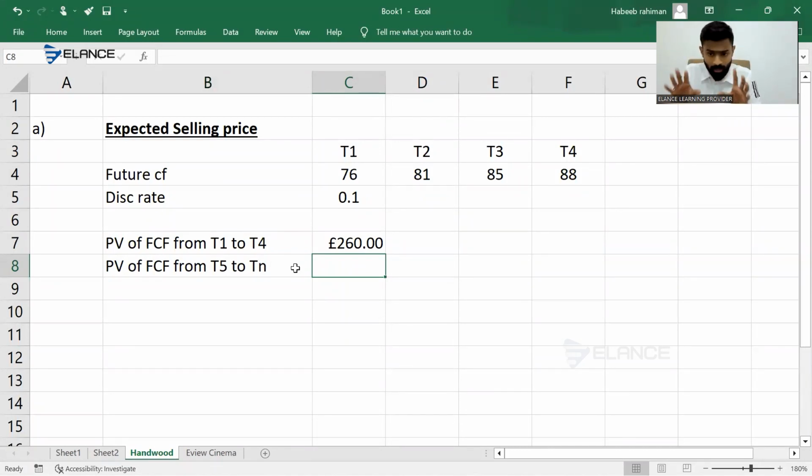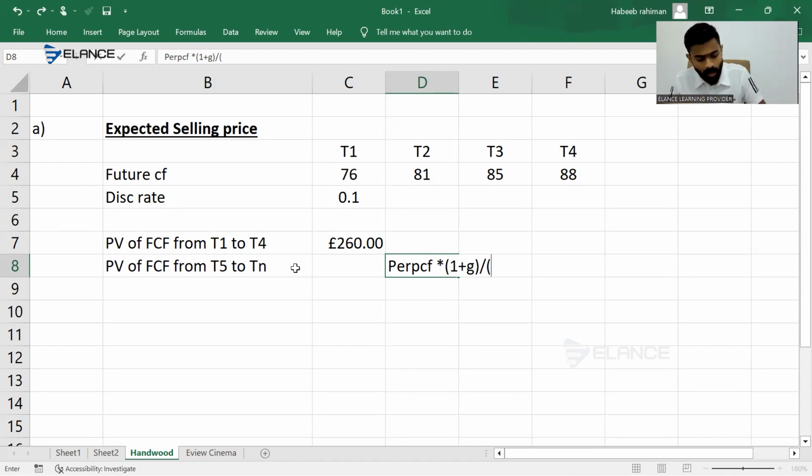I'm just going to type the formula first. Present value will be perpetual cash flow into 1 plus G divided by R minus G. This is the formula for normal perpetuity with growth. But since this is starting from T5 only, is it an advanced perpetuity or delayed perpetuity? It's a delayed perpetuity. So for a delayed perpetuity formula, we need to multiply with the discounting factor also in order to adjust for that delayed timing.